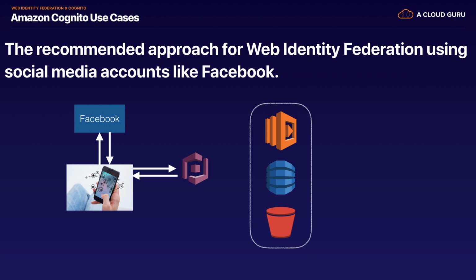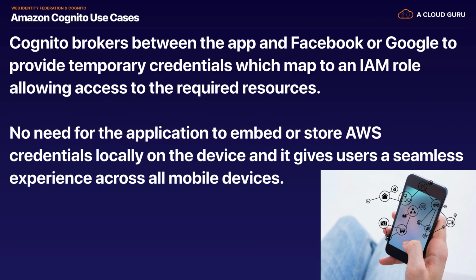Cognito will respond and then grant them access to your AWS environment, depending on what level of access you permit. And then they'll be able to do things like execute Lambda functions, store data in DynamoDB tables, or store images in S3, etc. So they'll be able to access your AWS environment. So Cognito brokers between the app and Facebook or Google to provide temporary credentials which map to an IAM role, allowing access to the required resources.